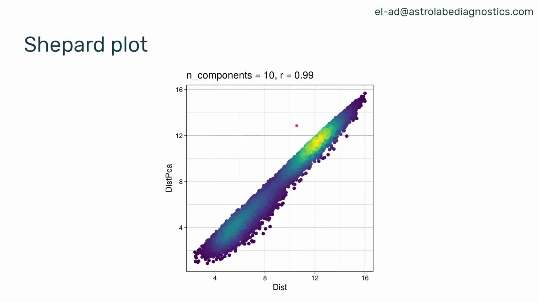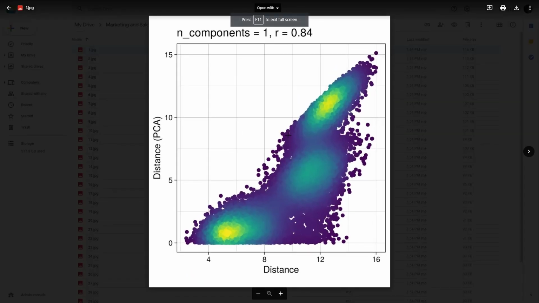But then, of course, how many components should we use? And you can use the Shepard plot to investigate that. So I actually generated the Shepard plots for all the values from 1 to 34. And this is how it looks when we're taking just the top PCA component. So we are comparing distances in the 34-dimensional space to the one-dimensional space of the PCA component. Probably not as fancy, not as consistent as before, but still pretty good with a correlation of 0.84.